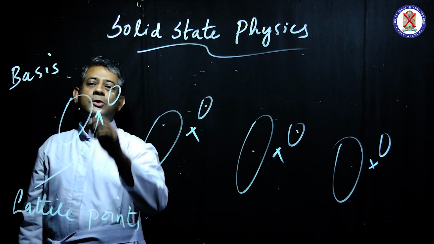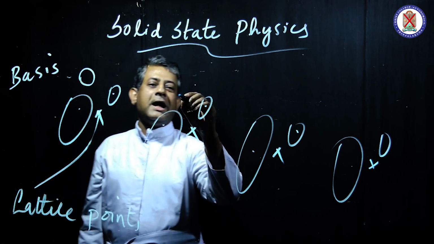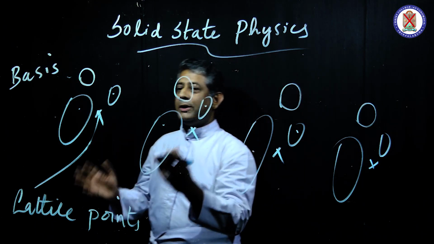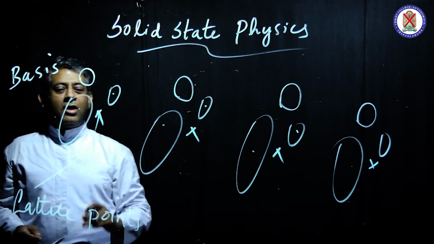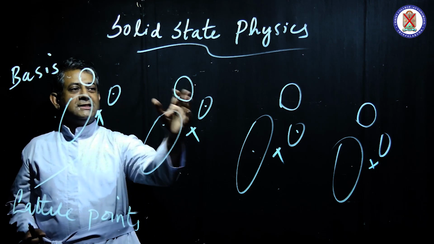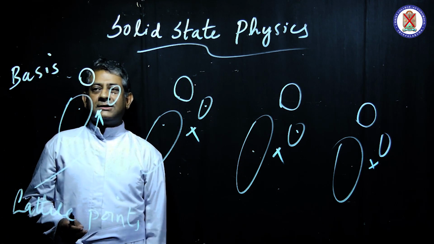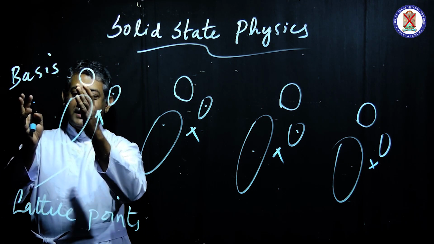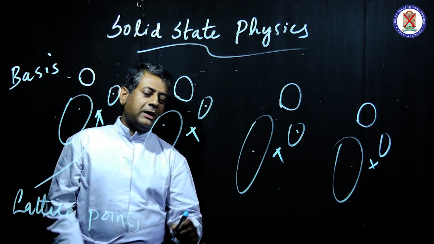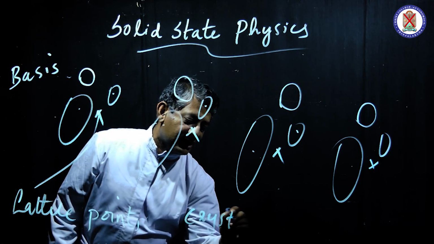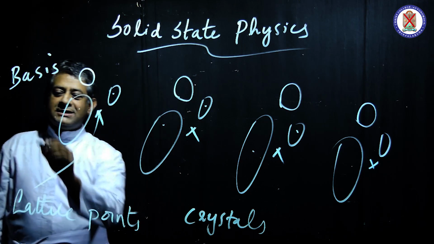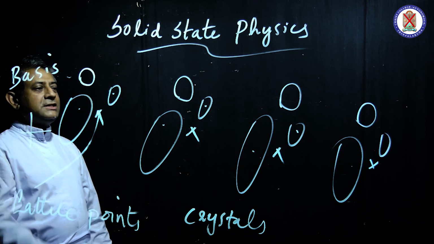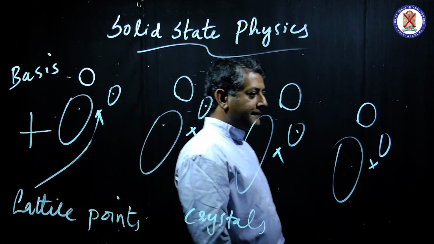Sometimes instead of 2, you may have 3. You may have 3 atoms. You may have 3 molecules. Whatever unit you place as a basis on this lattice point gets itself repeated, and you see the crystal structure. So, basis placed on the lattice point, you will have crystals. Crystals are nothing but basis plus lattice points. Or rather, you place this basis on the lattice points, you have the crystal.